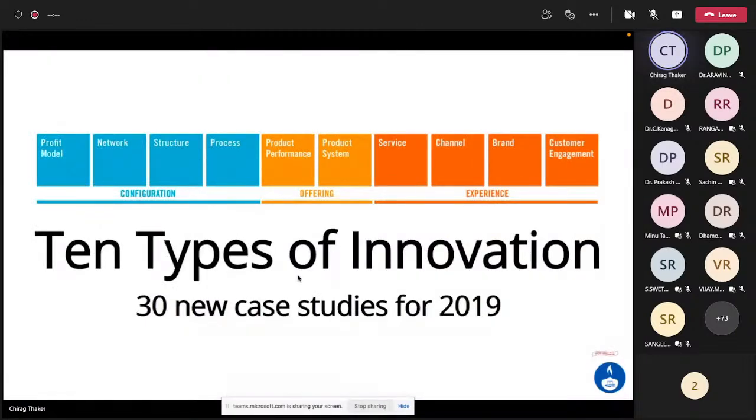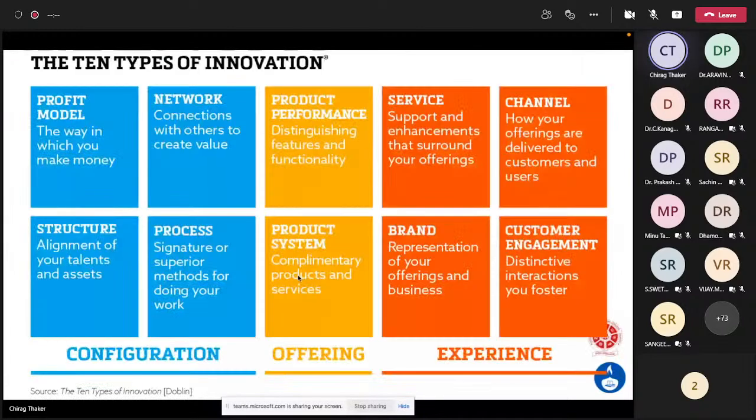Three major categories: configuration, which has 4 types: profit model, network, structure, and process; experience: service, channel, brand, and customer engagement; and offering: product performance and product system. So let us try to understand these 10 types. Process is all about signature or superior methods for doing work. Brand is experience innovation. It is representation of your offering and business.